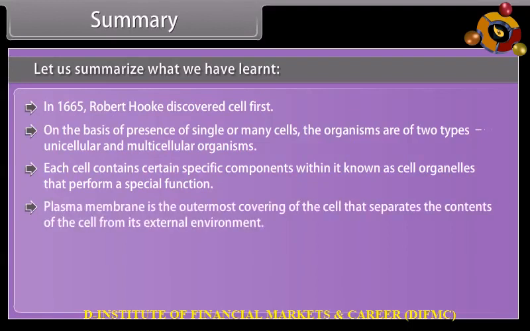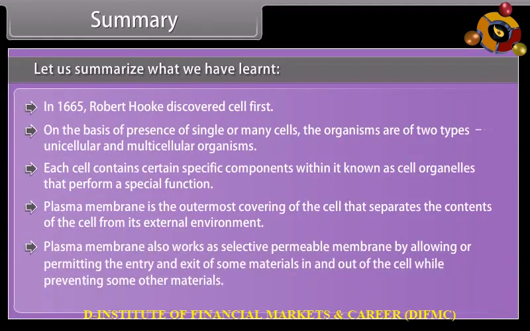Plasma membrane is the outermost covering of the cell that separates the contents of the cell from its external environment. Plasma membrane also works as a selectively permeable membrane by permitting the entry and exit of some materials in and out of the cell while preventing some other materials.